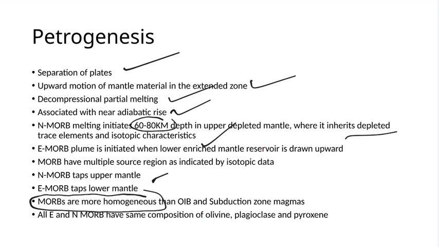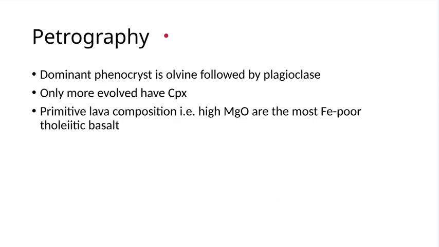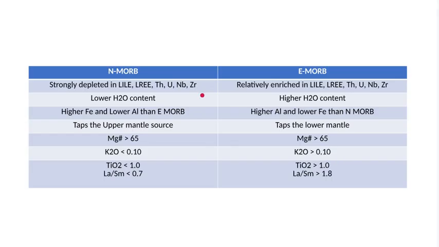Now the differences in petrography: the dominant phenocryst is olivine, and only the more evolved ones have CPX. Pyroxene is not abundant; the more evolved it gets, meaning the more differentiation, then CPX will come. Primitive lava composition is high MgO and mostly Fe-rich tholeiitic basalt. That's why the dominant phenocryst is olivine. So this is the difference between E-MORB and N-MORB.